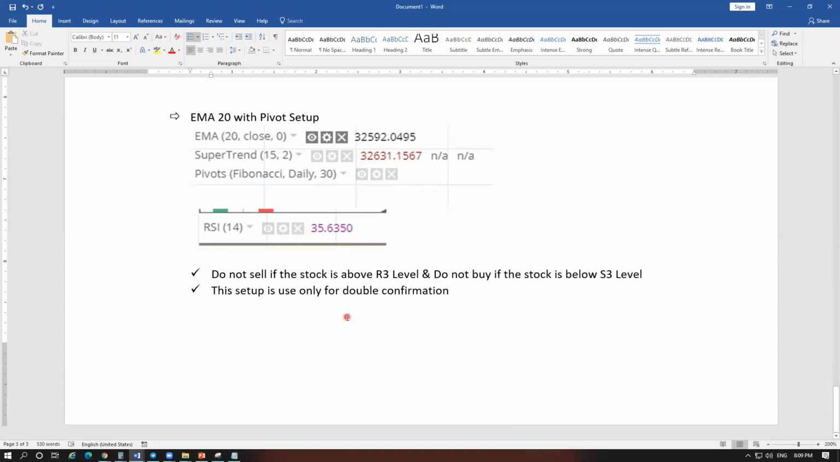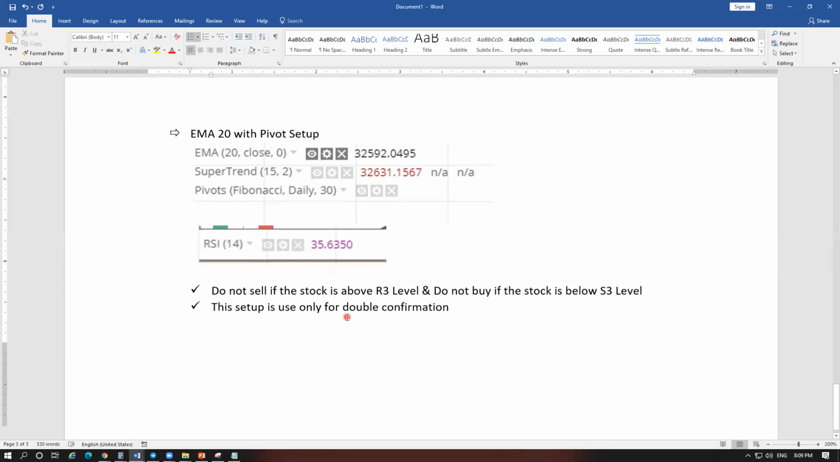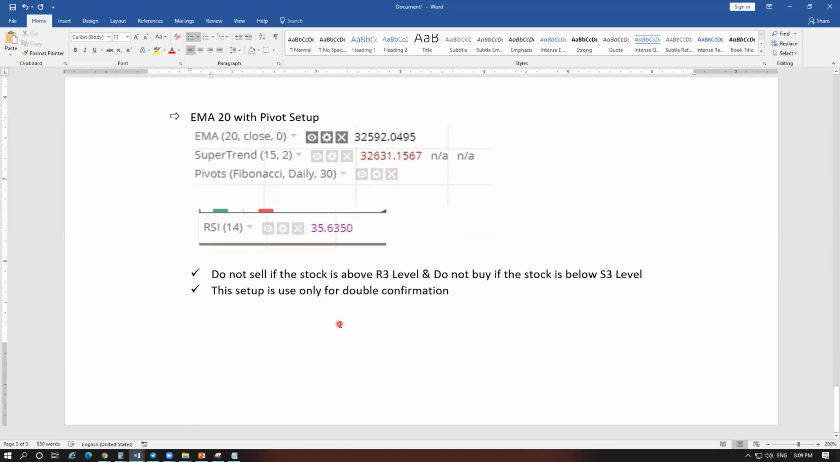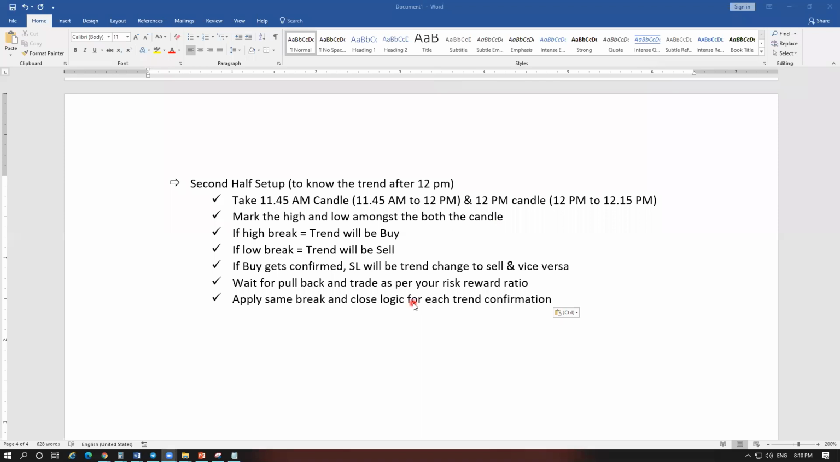Second setup: I am in the trade. To continue in that trade, what I am following is the second half logic. So what is the second half logic? Let me explain. I am in the trade, and now it's 12:15 p.m. I have to decide whether I should continue or exit the trade.